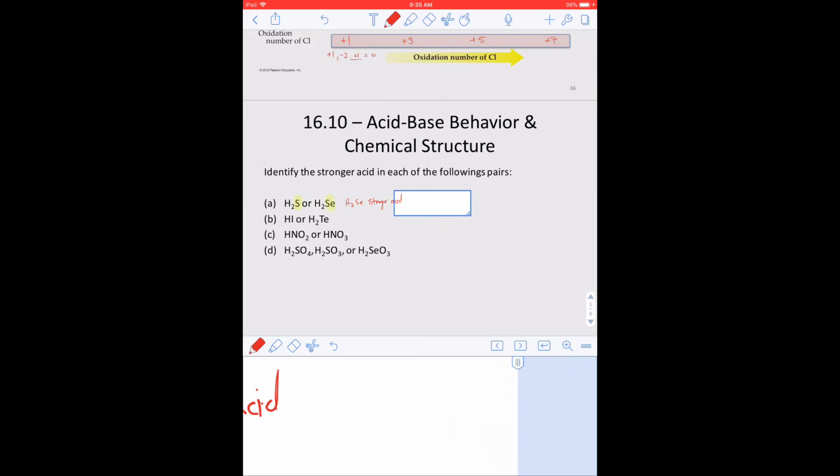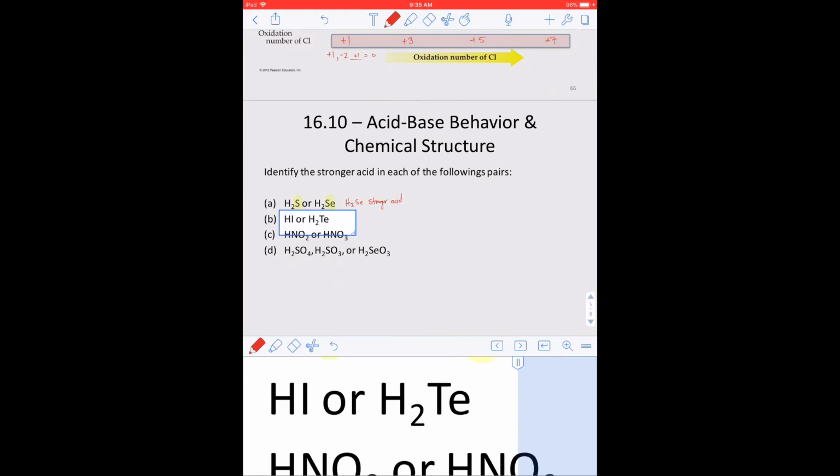Strictly based on size and electronegativity. Okay, now we're going to go to the second, part B, HI or H2Te. So here again, we've got to look at I and Te. And when we look at the periodic table, we see that they are neighbors to each other. So they're across the period, not down a group.